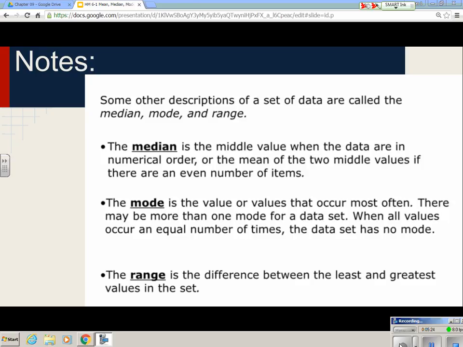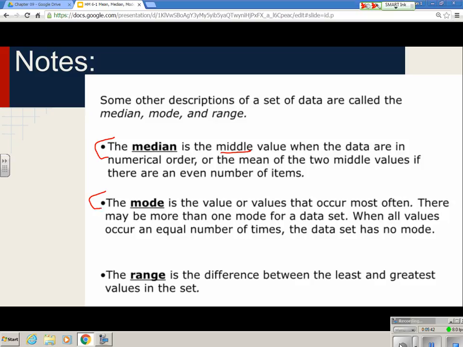The median is another way that we look at it. And the way that I remember median is the word middle. So the median is the middle value when the data are all put in order, and you work your way back from the two outsides to find the center. I'll show you how to do that.